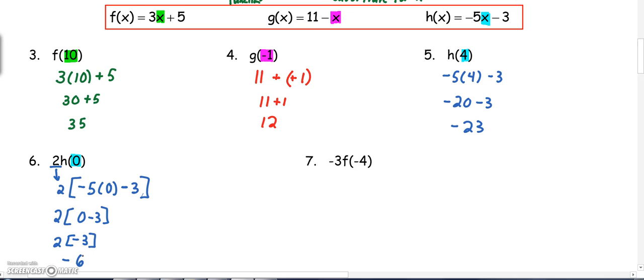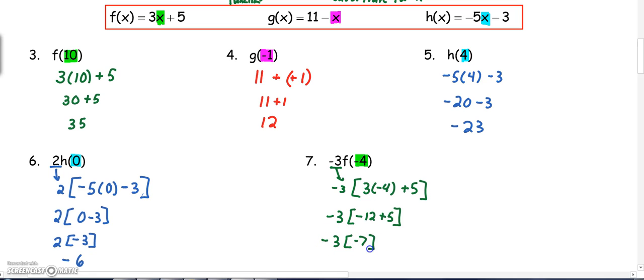We're going to do the same thing in number 7, where it's negative 3 f of negative 4. So we're going to put negative 4 in for x in my f equation, and I'm going to put a negative 3 out front. So bracket 3 times negative 4 plus 5. I'm going to take this negative 3 and put it out front. So now I'm going to evaluate what's in the bracket first. So negative 3 times negative 12 plus 5. Negative 3 times negative 7 gets me 21.